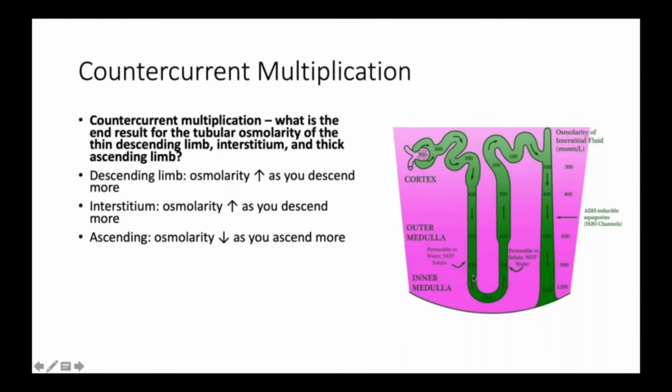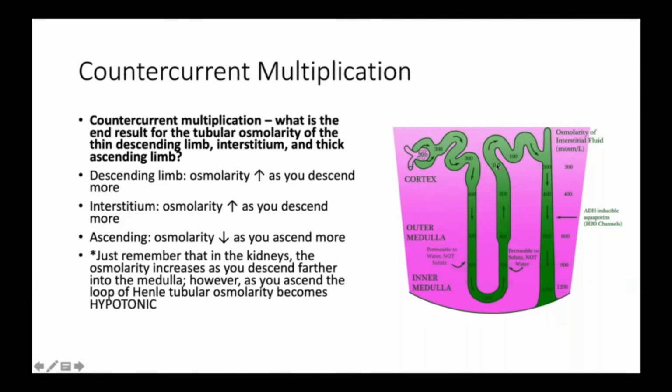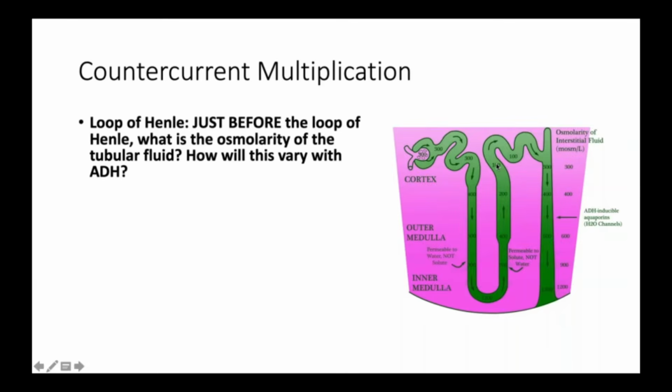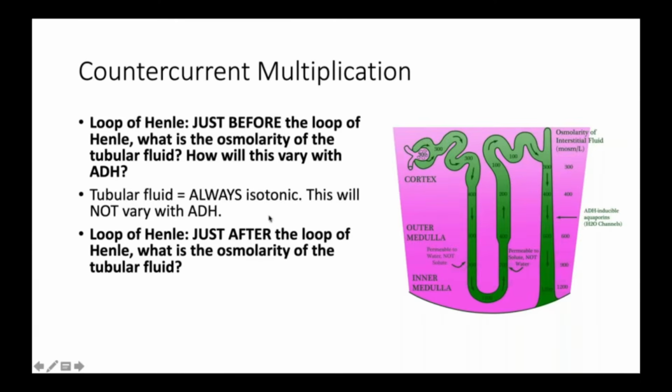And then the tubular fluid, again, you can think about it like this: the tubular fluid osmolarity increases as I go down. But really the key point is that as you get to the end of the loop of Henle, you have hypotonic fluid. That is the key. So Adriana, just before the loop of Henle, what is the osmolarity of the tubular fluid, and how will this vary depending on your ADH? It will be isotonic no matter what. Thank you. It's always isotonic. It does not vary with ADH.